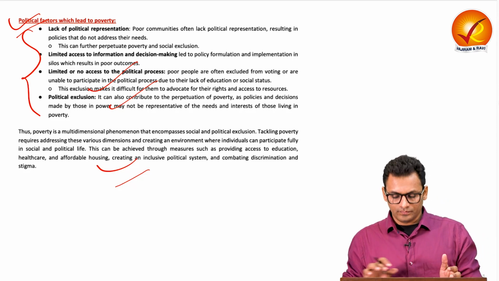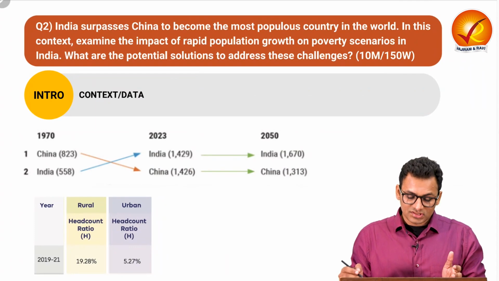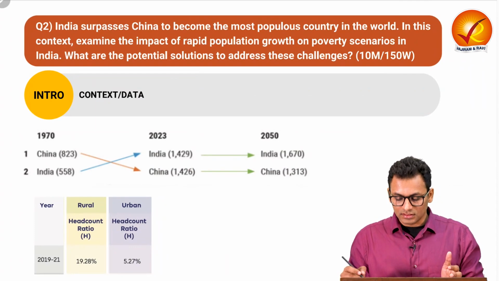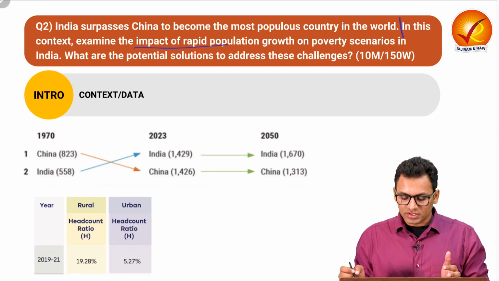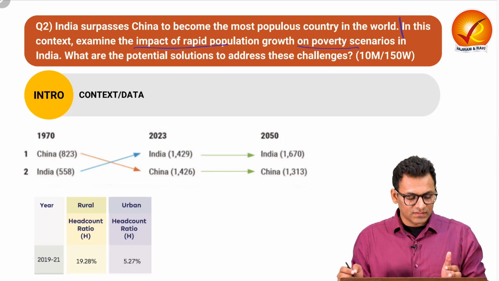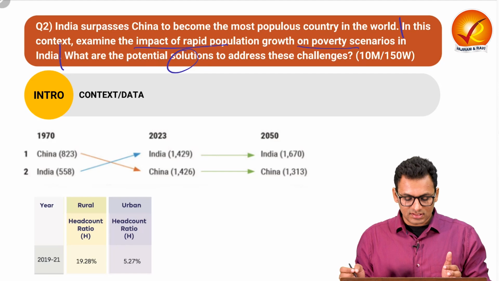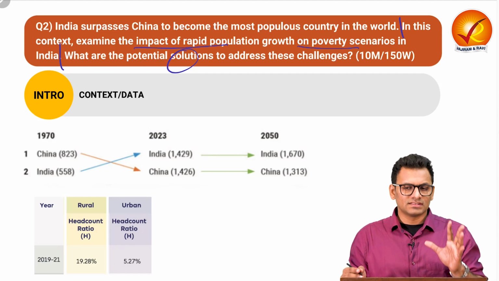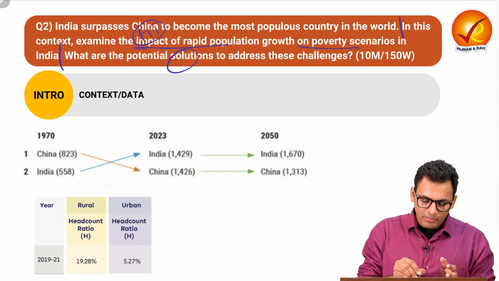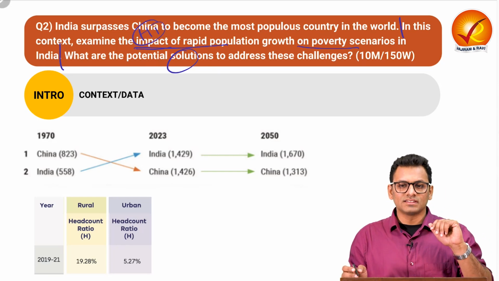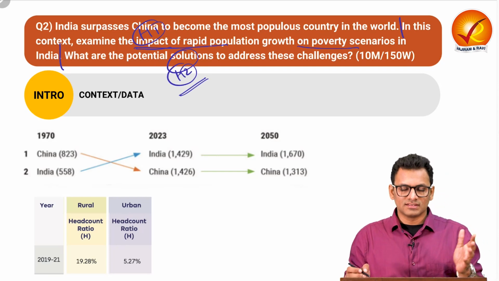Let's move to question number 2. Let's read the question number 2 together. India surpasses China to become the most populous country in the world. In this context, examine the impact of rapid population growth on poverty scenarios in India. What are the potential solutions to address these challenges? Now, in this question, if you understand, there are two major demands. Firstly, we have to talk about impact of rapid population growth on poverty scenario, and the second is with respect to the potential solution to address this challenge.